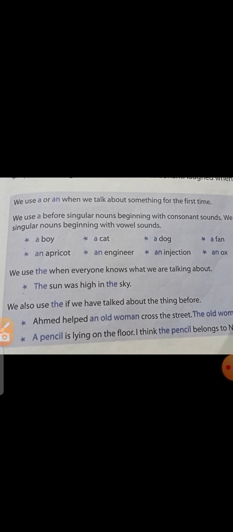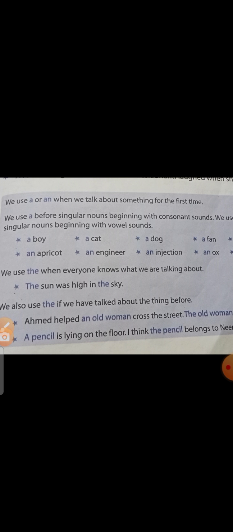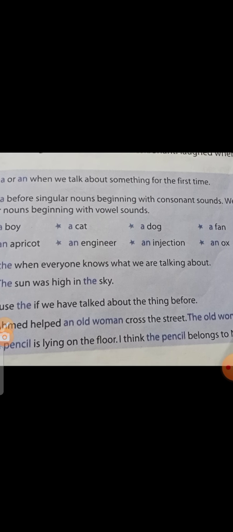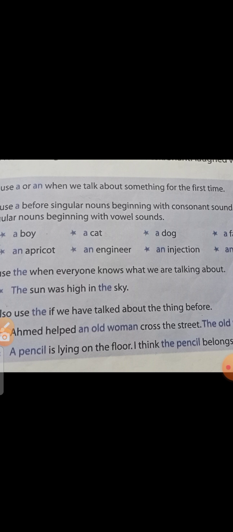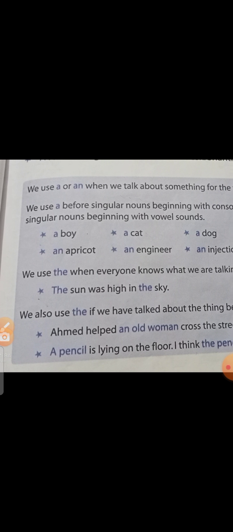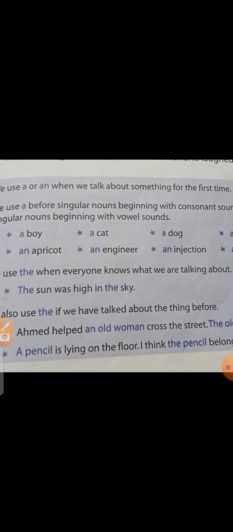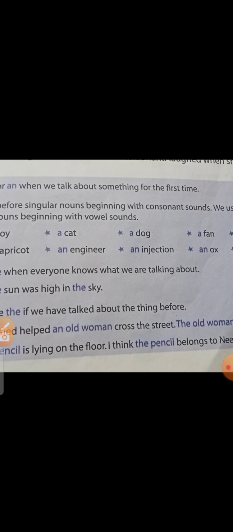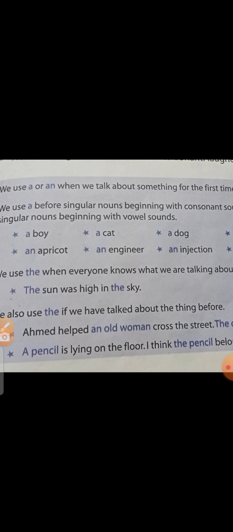And which are vowels and which are consonants? You know it? Yes, obviously. A, E, I, O, U, these five are vowels and the remaining are consonants. So we use an before singular nouns beginning with a vowel sound.